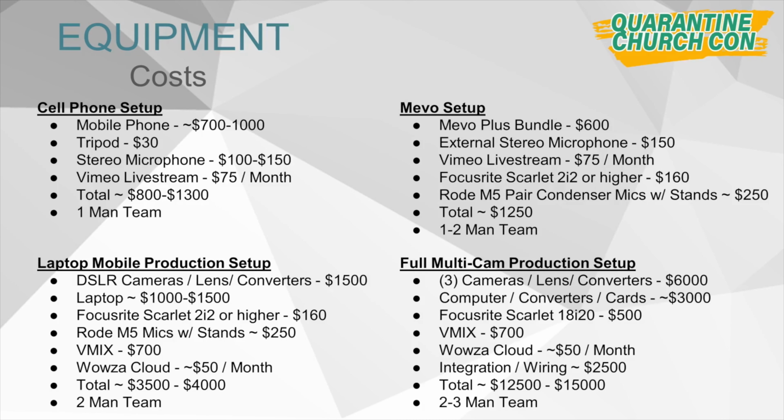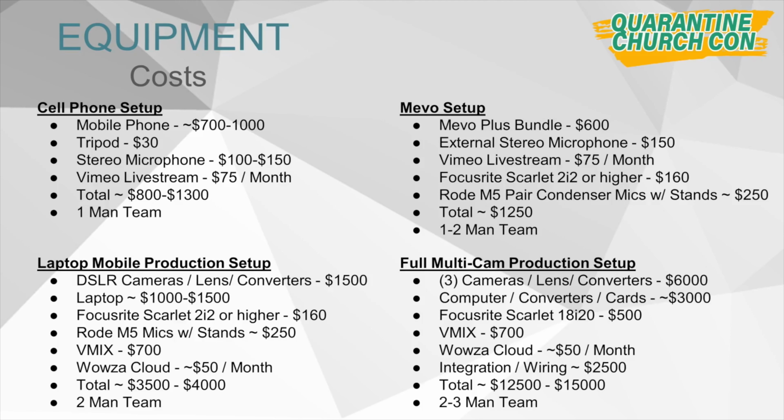And if not, working with the camera while you're focusing on producing the live show. Now the full multicam production setup: 3 cameras, converters, a computer that can handle it, the PCIe cards that can go in it. Again, I've got breakouts. I don't want to do all that on here, so that's something we can work on for the future. But again, all that roughly comes out to about $3,000 from the ground up. And then again, a Focusrite 18i20 gives you 18 inputs, which is plenty for $500.